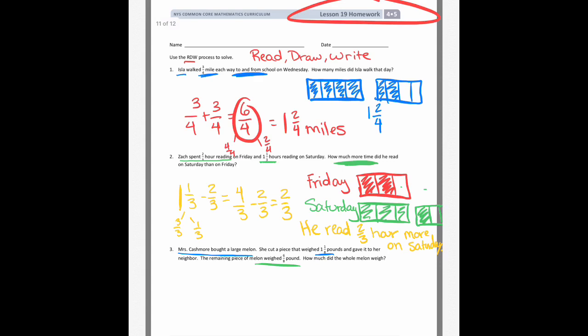So I'm going to draw a rectangle, and each rectangle is going to represent 1 pound. And I'm going to split it into eighths because we're talking about eighths of a pound. And I'm going to go ahead and draw 2 because I already know it's going to be greater than 1 since she gave away 1 1/8 pounds. So I'm going to separate both these into eighths.